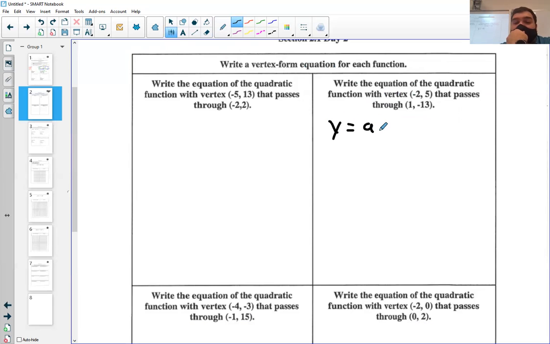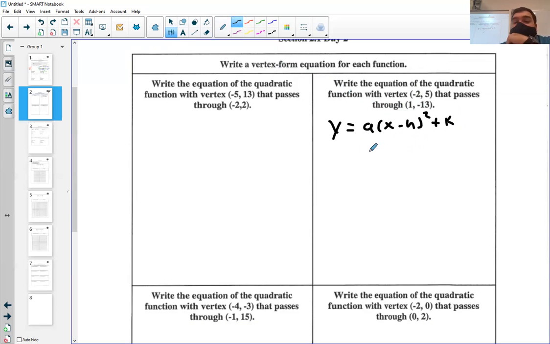y equals a (x minus h) squared plus k. That should not look new to you. You will get this next to this question, because I have to tell you which way I want you to write it. Technically you could write a standard form, which is harder, but you could do it like that. Yes, you will get this, I tell you.